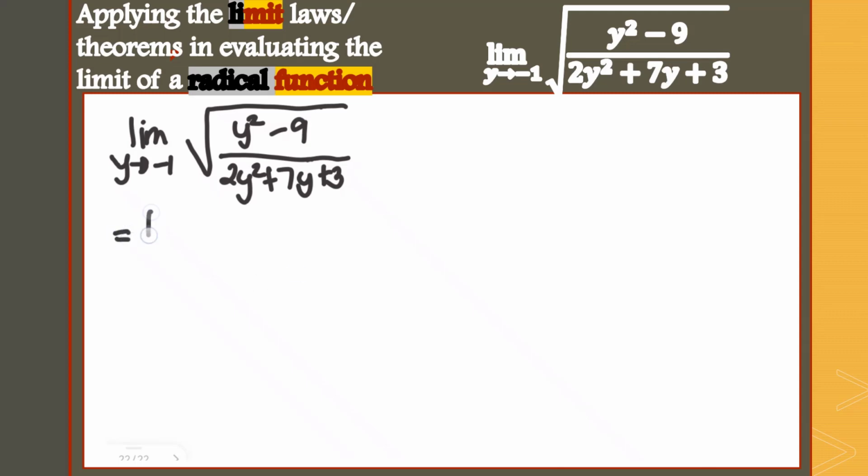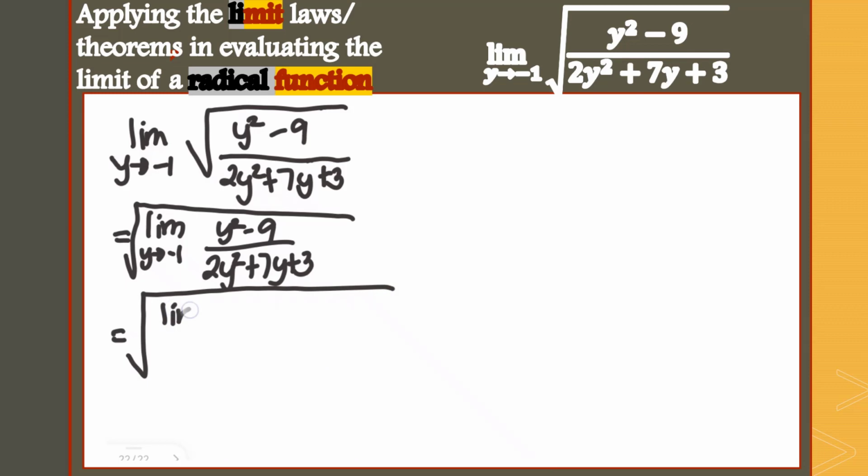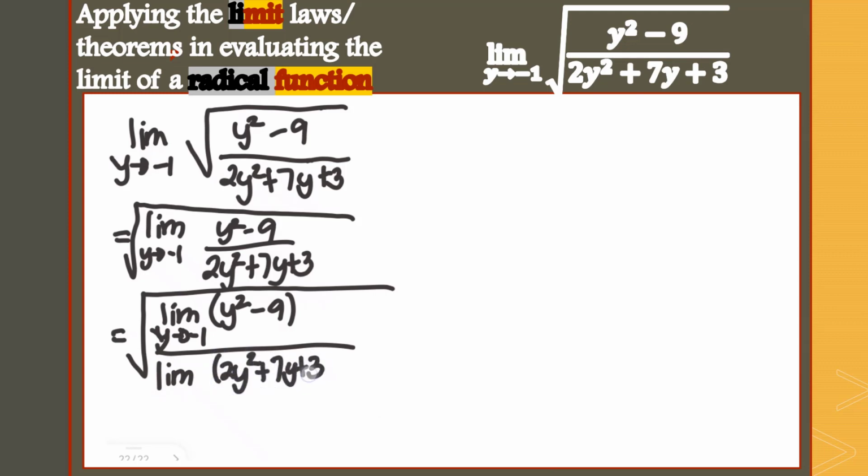We can do it like this. We can place the entire expression, the limit of y squared minus 9 over 2y squared plus 7y plus 3 as y approaches -1, under the root. This is by the power limit theorem for a root of a function. Then we can separate it like this: the square root of the limit of just the numerator, y squared minus 9 as y approaches -1, over the limit of the entire denominator, 2y squared plus 7y plus 3, as y approaches -1.